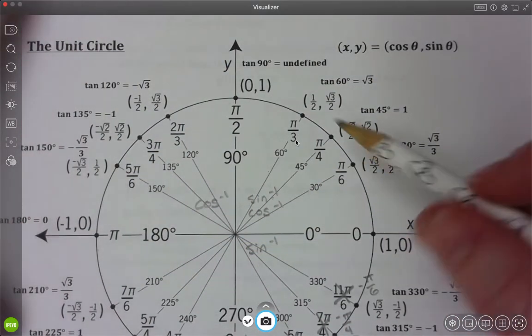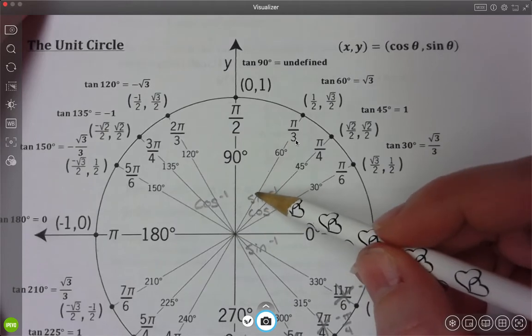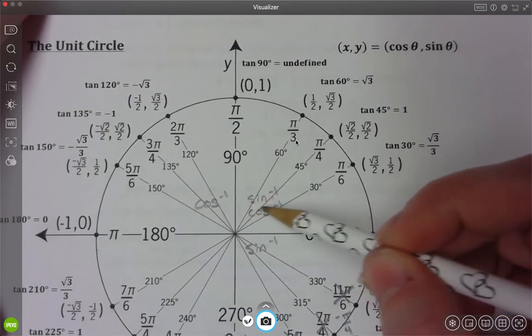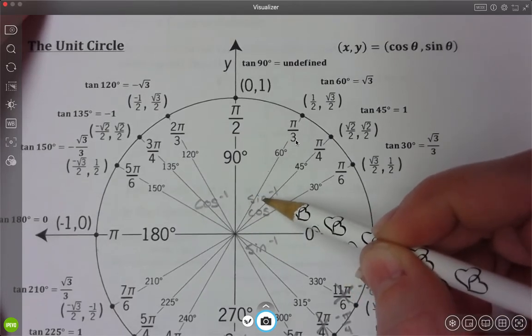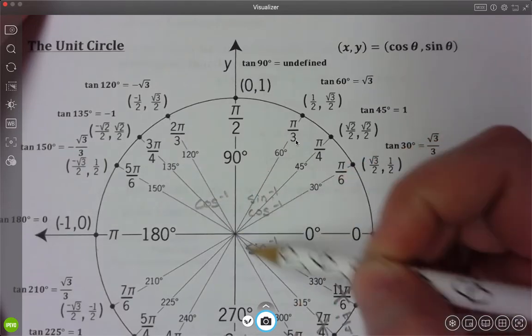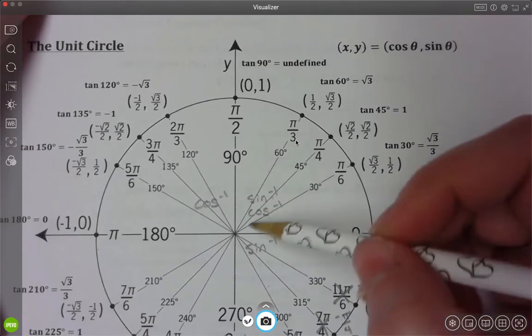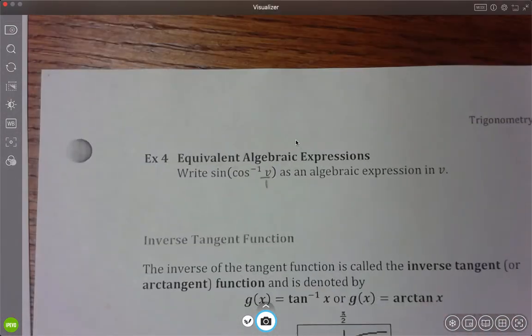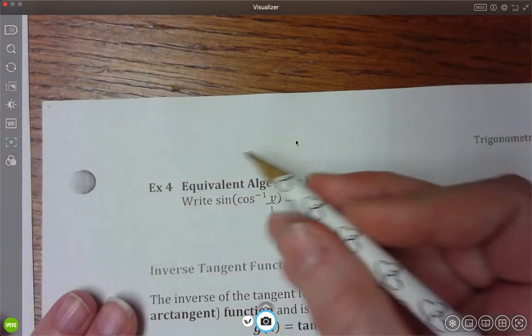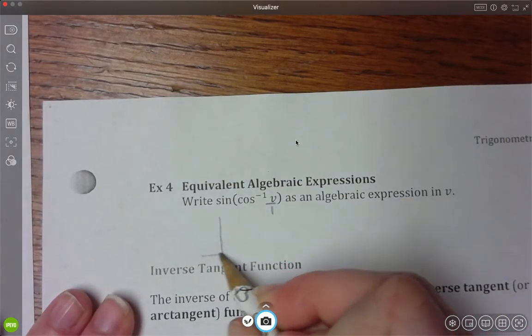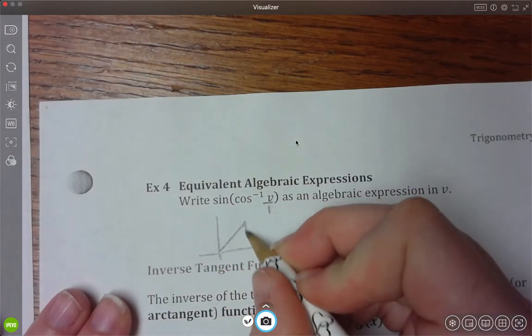The reason for that is because sine and cosine only exist together in agreement in quadrant 1. Otherwise, cosine also exists over here and sine exists down here. But the one quadrant that they share together is in quadrant 1. So what I'm going to do is draw a little thing here, and I'm going to draw a triangle in quadrant 1, okay?